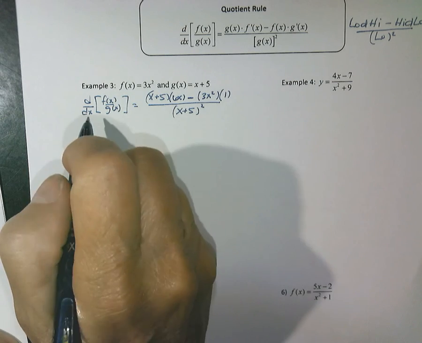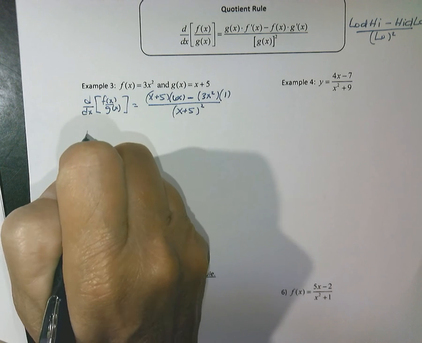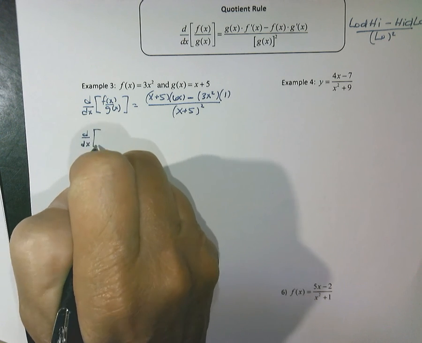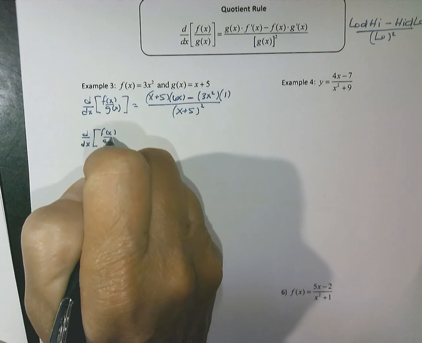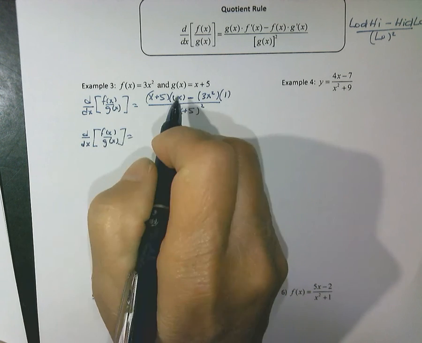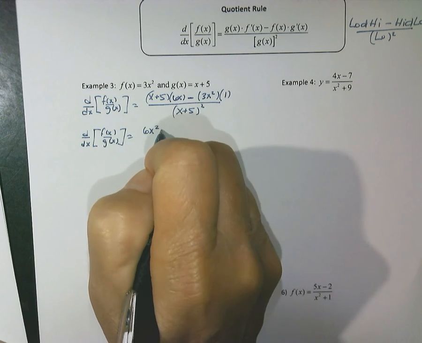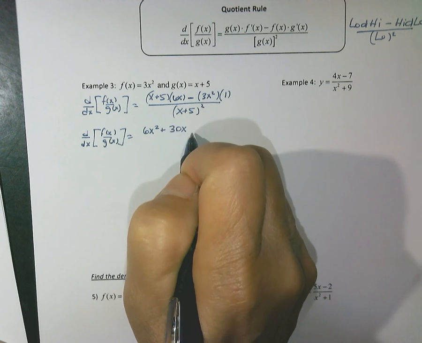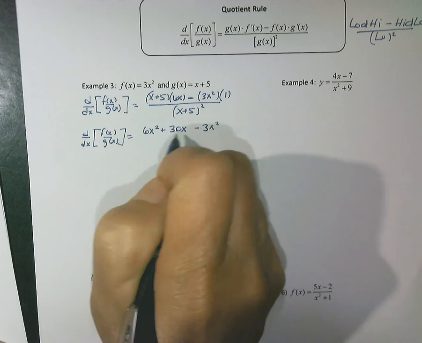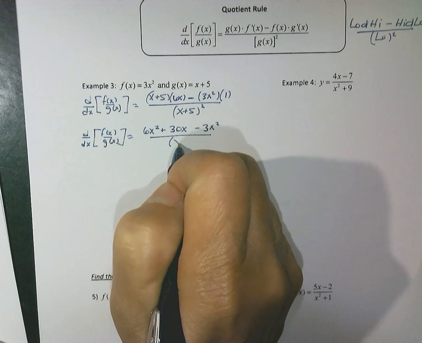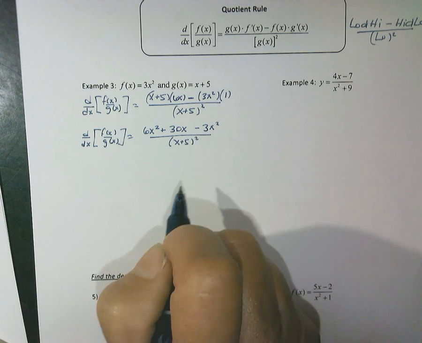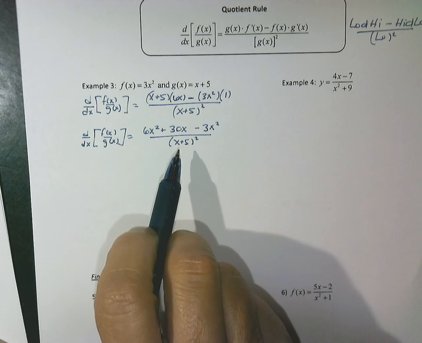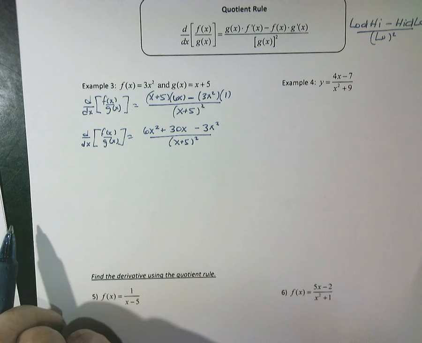So I'm just going to clean this up a little bit. So I have the derivative with respect to x of f of x over g of x. It's going to equal 6x squared plus 30x minus 3x squared over x plus 5 squared. I don't ever multiply the denominator together. It doesn't serve any purpose at all. I'm going to leave it like that.